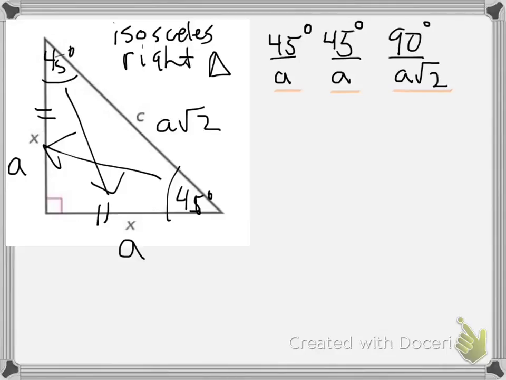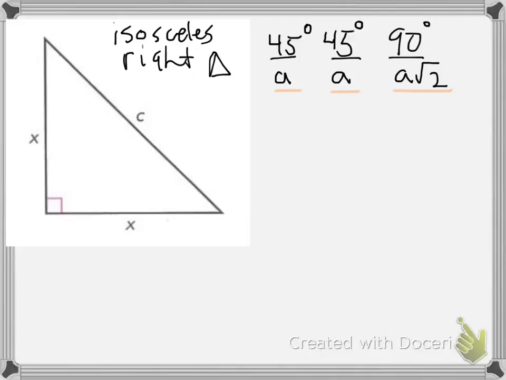So I just cleaned it up a little bit there so that we could do some work on it. And what you'll see is we'll use the Pythagorean theorem to prove this.